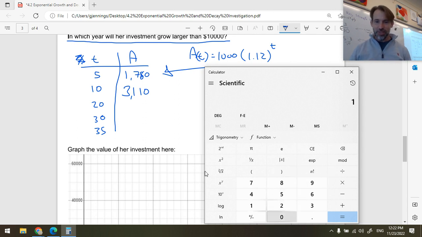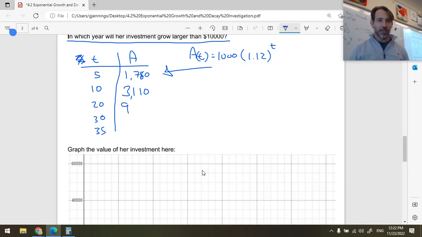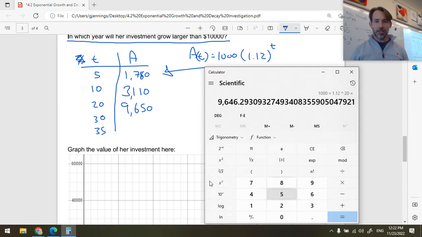Good. So 1,000 multiplied by, again, we're growing by 1.12. We'll raise that to the power 10 to find out how much it is in 10 years. And yet, I already did that. Darn. 1,000 times 1.12 raised to the power 20. There we have, it's about 9,650 or so. Great. Let's do 30.